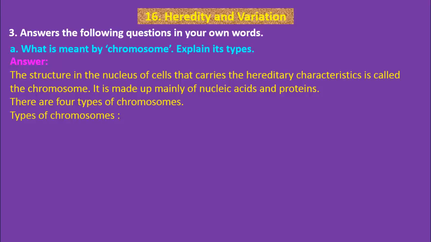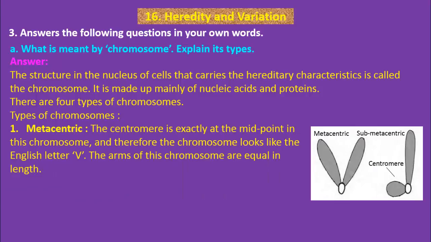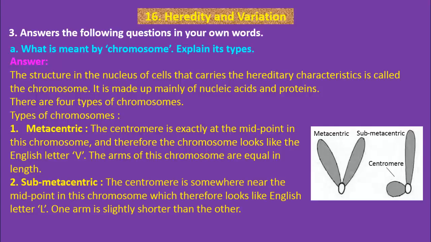Types of chromosomes. 1. Metacentric. The centromere is exactly at the midpoint in this chromosome, and therefore the chromosome looks like the English letter V. The arms of this chromosome are equal in length. 2. Submetacentric. The centromere is somewhere near the midpoint in this chromosome, which therefore looks like English letter L. One arm is slightly shorter than the other.